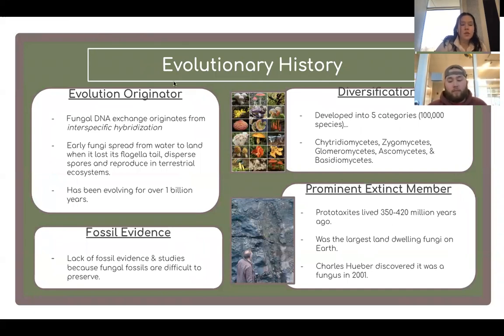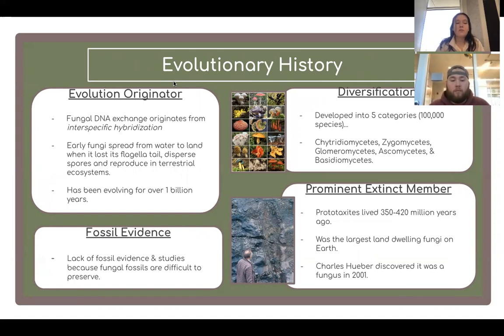So for evolutionary history, there is interspecific hybridization, which is how the fungal DNA exchange originated. This is when the crossing of 2 species from the same genus happens. Early fungi spread from the water to the land when they lost their flagella tail, which allowed them to propel through the water, and they dispersed their spores and reproduced in terrestrial ecosystems.